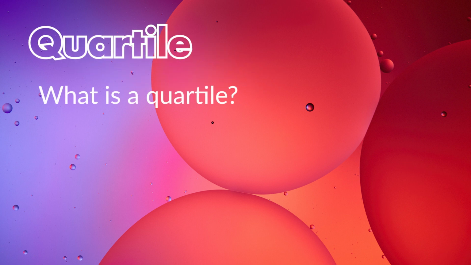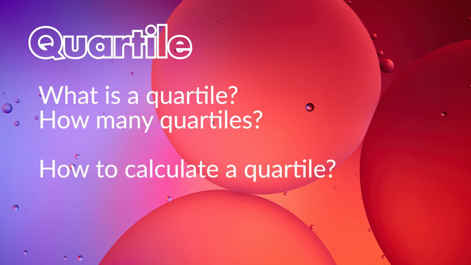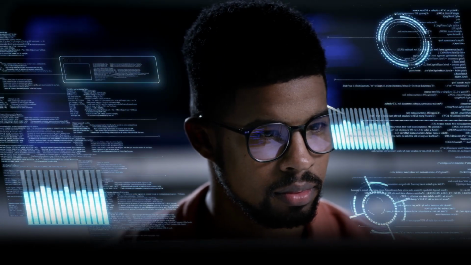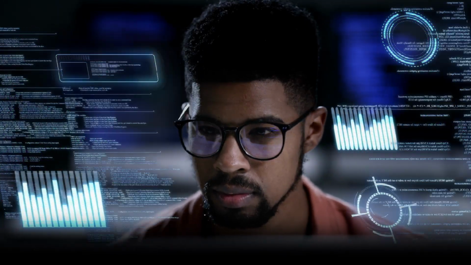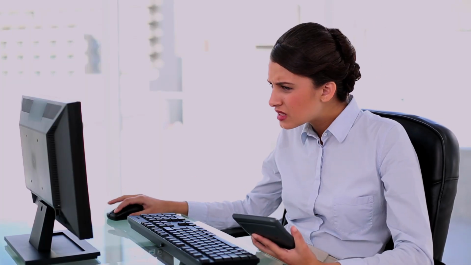But do you remember what a quartile is, how many quartiles there are, and perhaps the most important question, how do we calculate a quartile? We often come across different methods of calculating quartiles. These different formulas often lead to different results, and consequently different quartile values for the same set of data. If we try to use automatic algorithms to determine the value of the quartiles, for example, Excel, SPSS, or Python libraries, we may even get different answers.